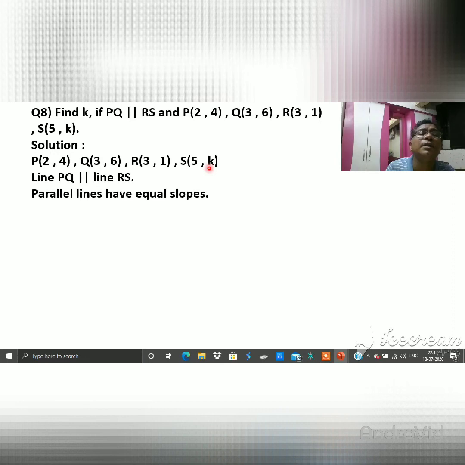Line PQ is parallel to line RS. So parallel lines have equal slopes. PQ and RS have the same slopes. So we can write that slope of line PQ is equal to slope of line RS. Why are they equal? Because it is given that PQ is parallel to RS. If it is parallel, then slope of line PQ and slope of line RS are equal.